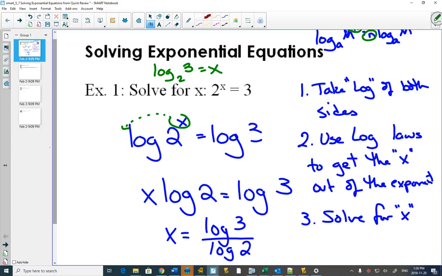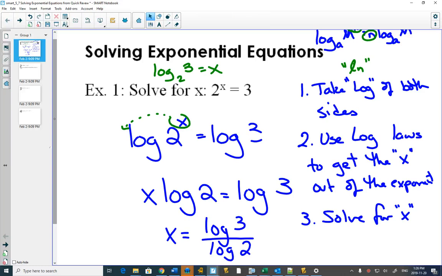Now, I put log here. You could also use the natural log. You could use the log of any base you wanted. But since calculators have log and natural log, those are the ones you should use more often.